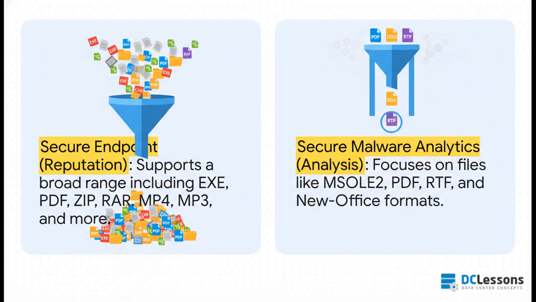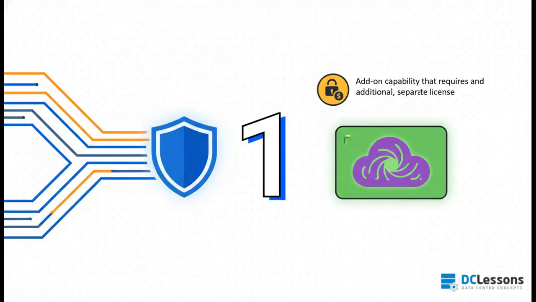And while we're on the topic of what's supported, there's a key distinction with file types. The initial reputation check is super broad. It can inspect everything from executables to zip archives to media files. The deep sandbox analysis, however, is much more focused on the high-risk file types that attackers love to use, like Office documents and PDFs.